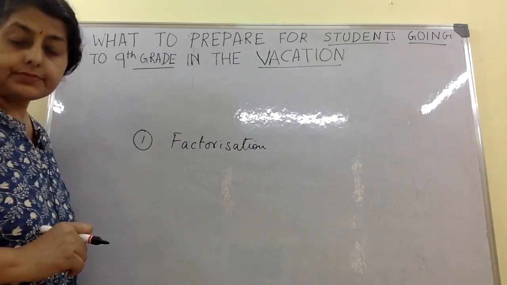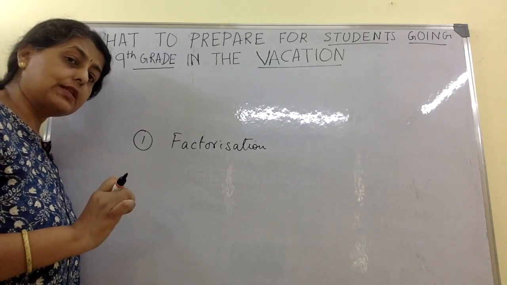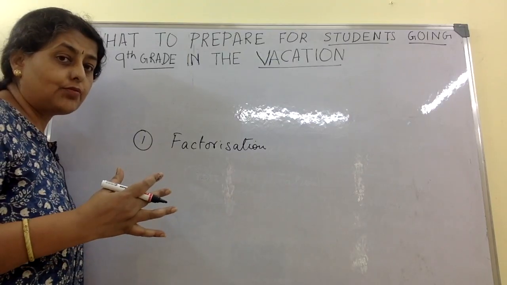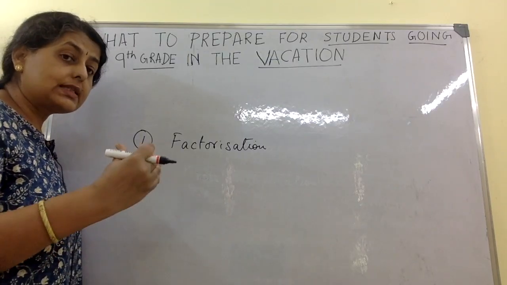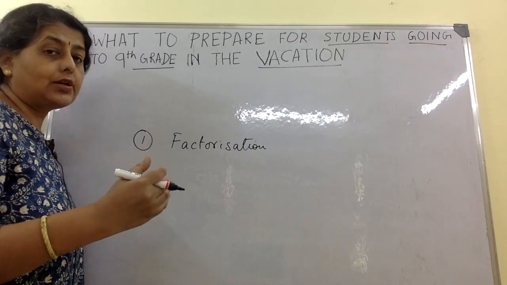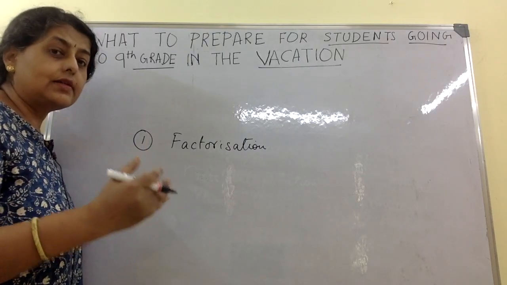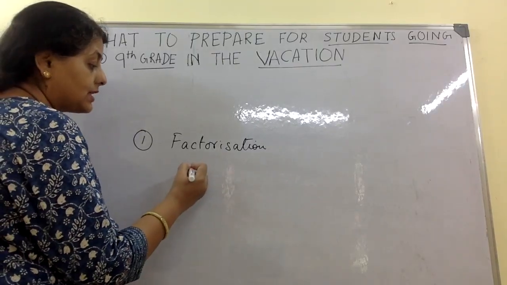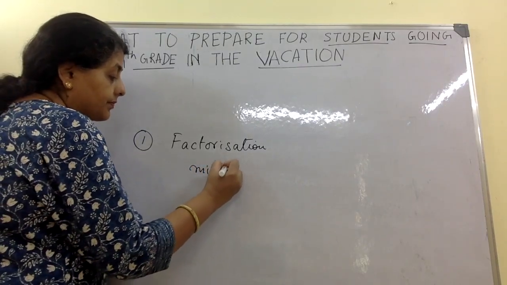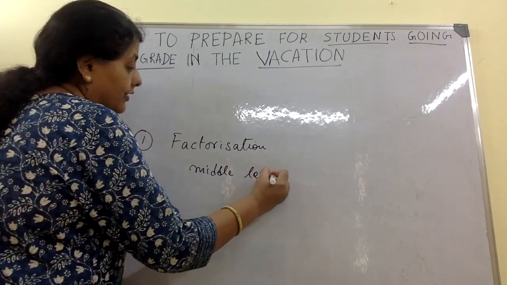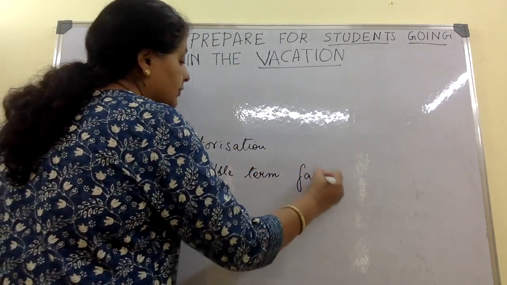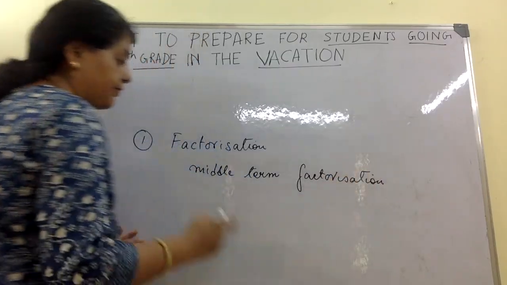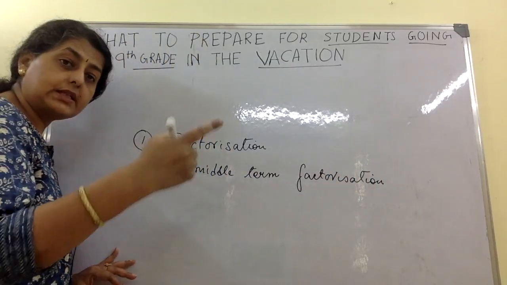Take out your 8th standard books once again and do all the sums, or you can take out your new 9th standard textbook and do the sums till where they are doing the 8th standard work. Now what do I mean by that? There will be sums based on middle term factorization, also called splitting the middle term. That's one thing that is getting repeated from 8th standard.